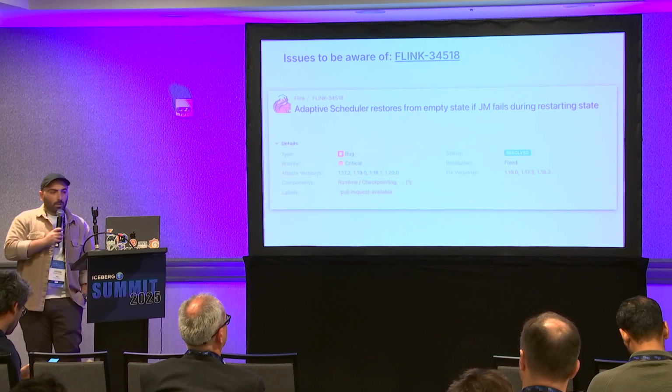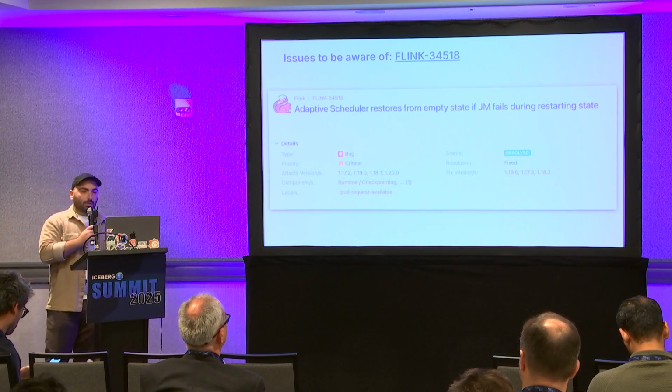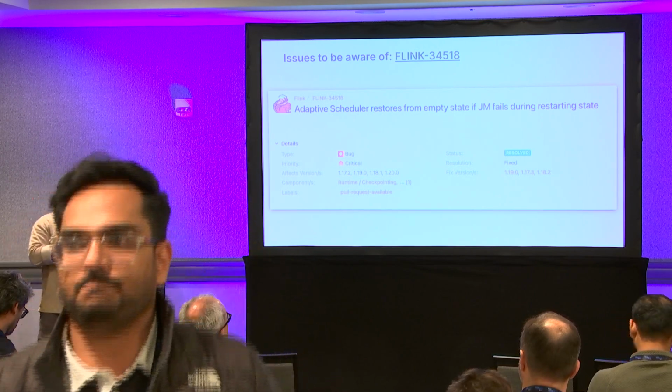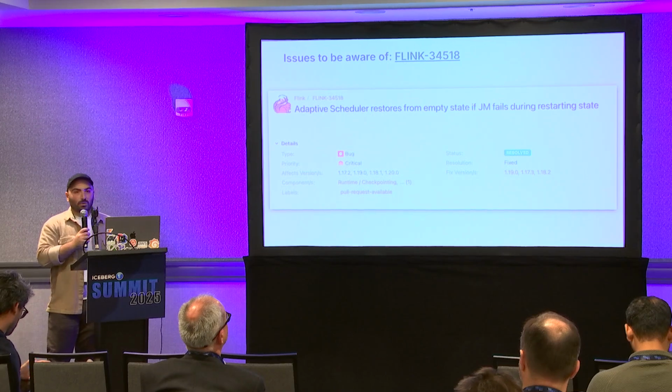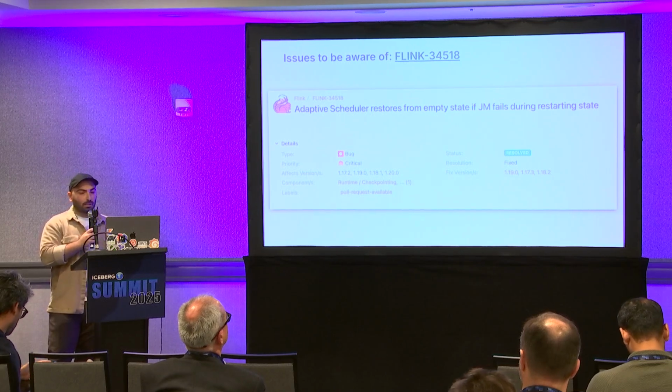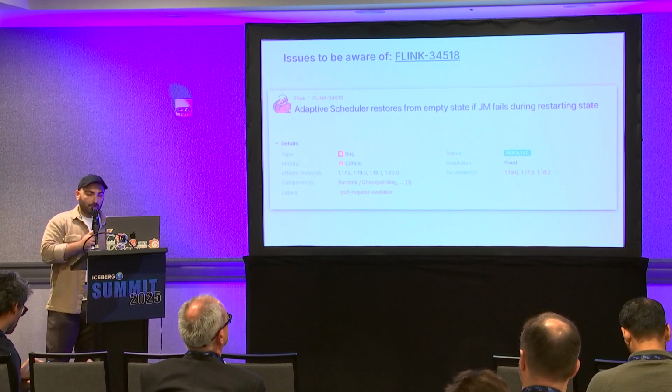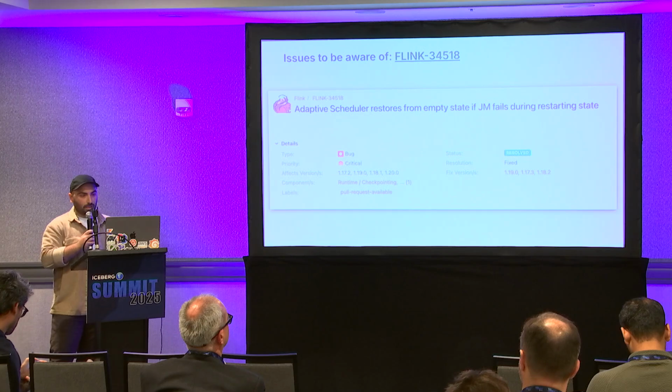The problem that we faced was that we use the adaptive scheduler for Flink, and there was a bug in quite recent versions that if you restart under certain conditions, Flink might restart the job manager with an empty state. So it would think that nothing is there for the Flink application.